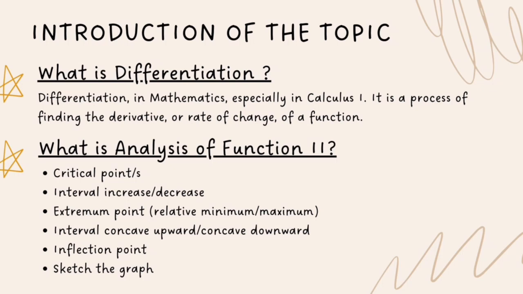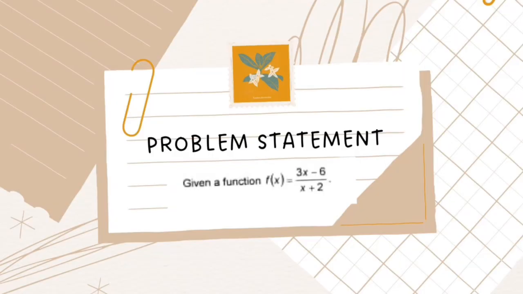It consists of finding critical points, finding the intervals where the function is increasing or decreasing, and the next step is to determine the extremum points and see whether the graph is concave upward or downward, and find the inflection point. The last step is to sketch the graph. So let's look at the first question.